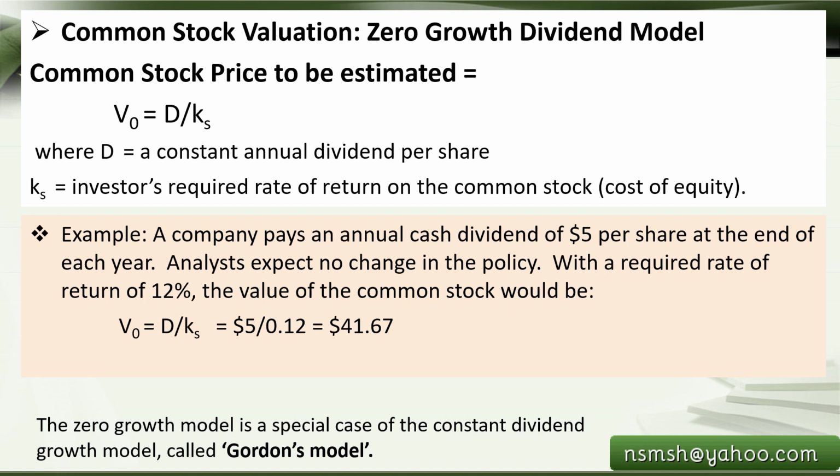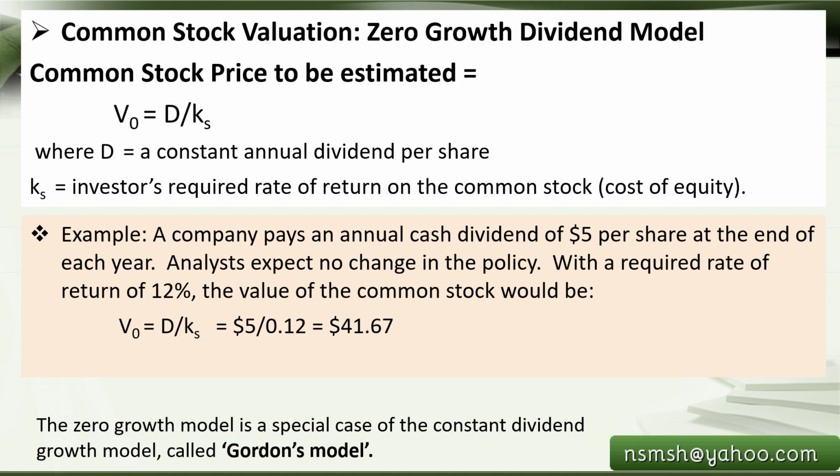The next one, we have the zero growth dividend model. For the common stock price to be estimated, the formula will be like this: the value of that stock equals D divided by the investor's required rate of return for that share, where D is the constant annual dividend per share. Because there is zero growth, the dividend will be constant annually. So that is the meaning of zero growth. So that is how this formula comes.